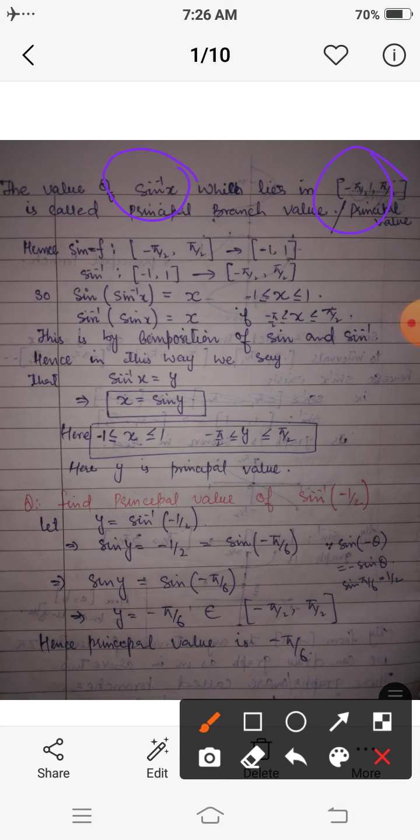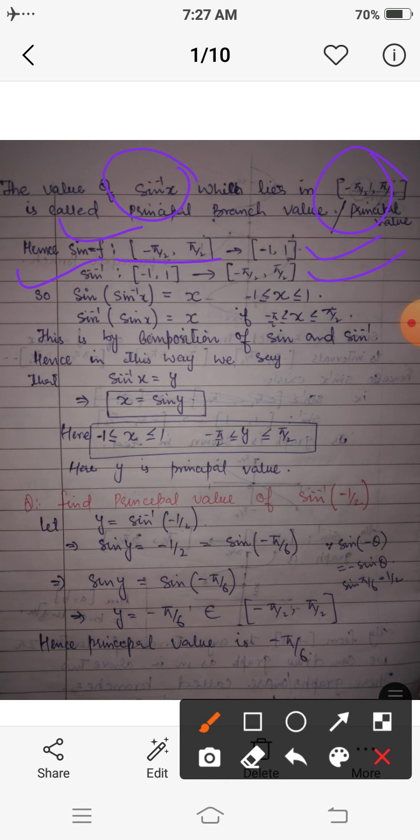Hence we conclude that if we consider the sine function f from the interval minus pi by 2 to pi by 2 to minus 1 to 1, its inverse exists, and its inverse is the function from the codomain, that is minus 1 to 1, to minus pi by 2 to pi by 2. This is sine inverse x. We are considering only the principal values.